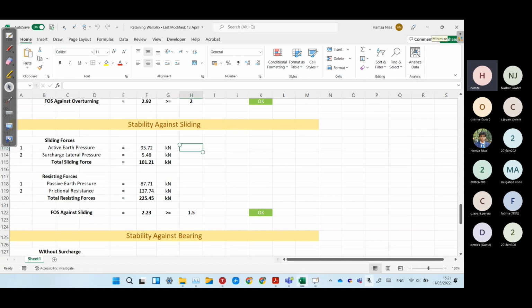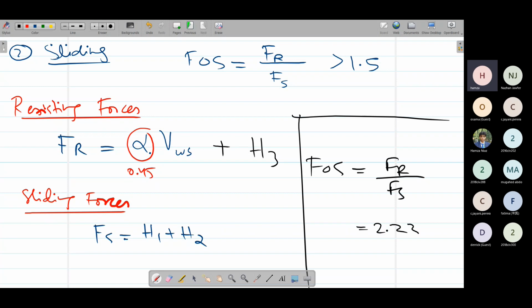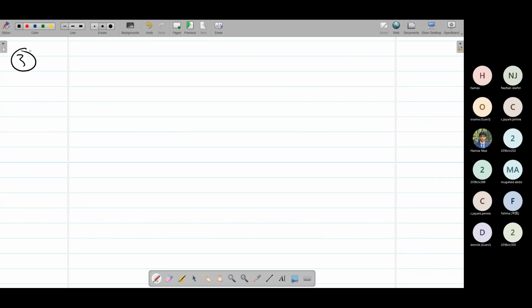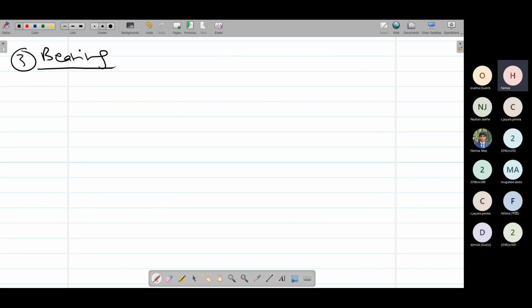If we calculate these forces, our sliding force was 101, 95 was H1 and 5 was H2. And our restoring or resisting force was 225. So almost 2.25, 2.23. So our factor of safety comes as 2.23. It is greater than 1.5. That is fine. Okay. So this is our second check, the sliding check. Any problem in this? No problem, bro.